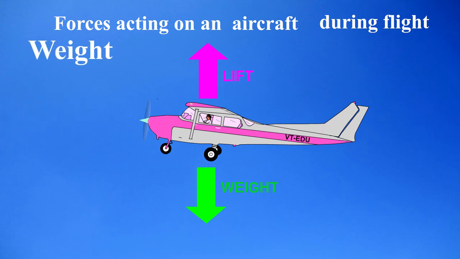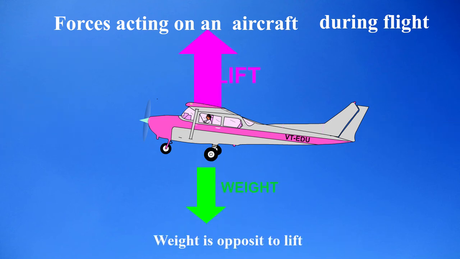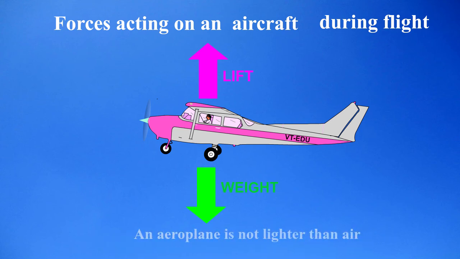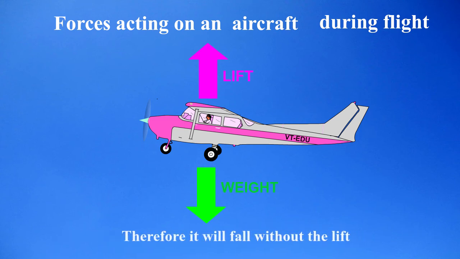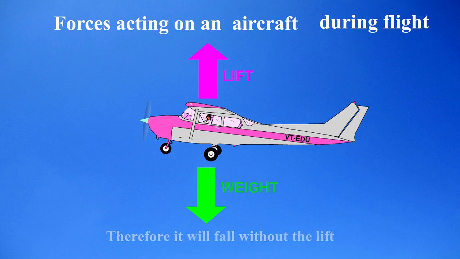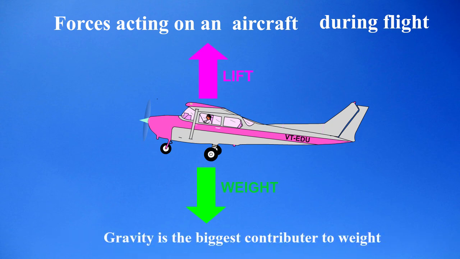Next, we'll talk about weight. Weight is the opposite of lift. An aeroplane is not lighter than air. Therefore, it will fall without the lift. Gravity is the biggest contributor to weight.